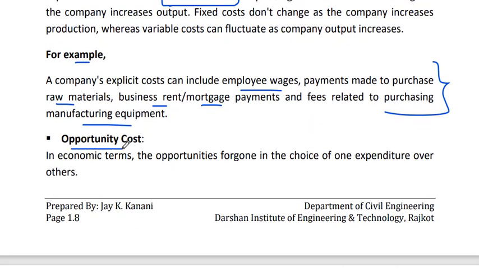Second is opportunity cost. We already discussed this opportunity cost in our first chapter also. Opportunity cost means the opportunity foregone in the choice of one expenditure over others. Let's take the example of a mobile phone. Let's say I want to buy a phone. In the market, there are two phones available: one is iPhone, second is Samsung or any other model.